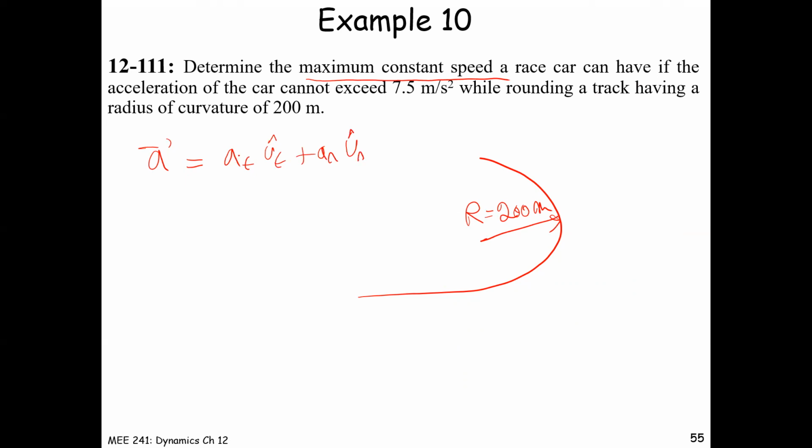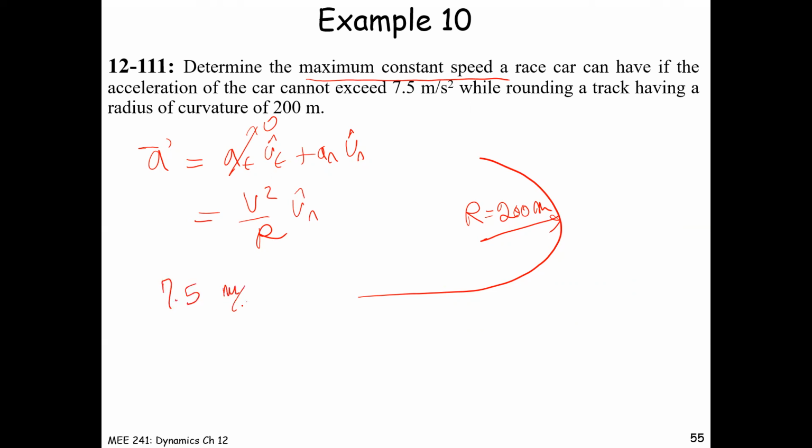What is at in this case? At is 0. Why? Because they tell you that the car is going at a constant speed, right? What is an? An is going to be equal to v squared over r un. Okay, so they are asking us for the maximum velocity if the acceleration cannot exceed 7.5 meters per second.